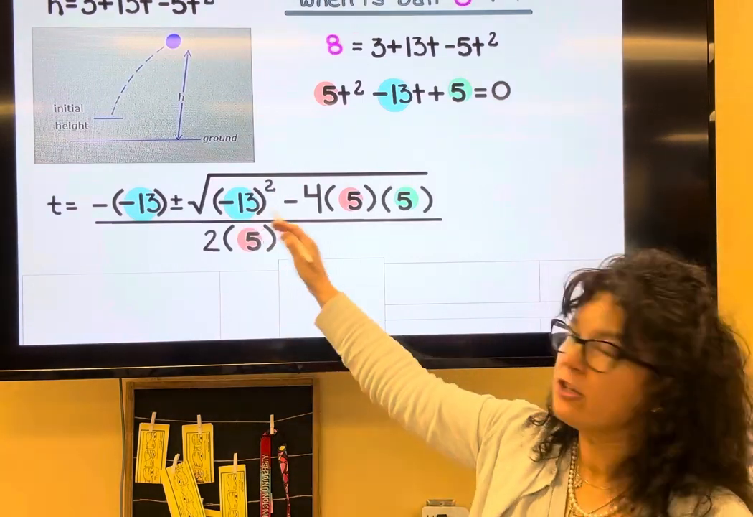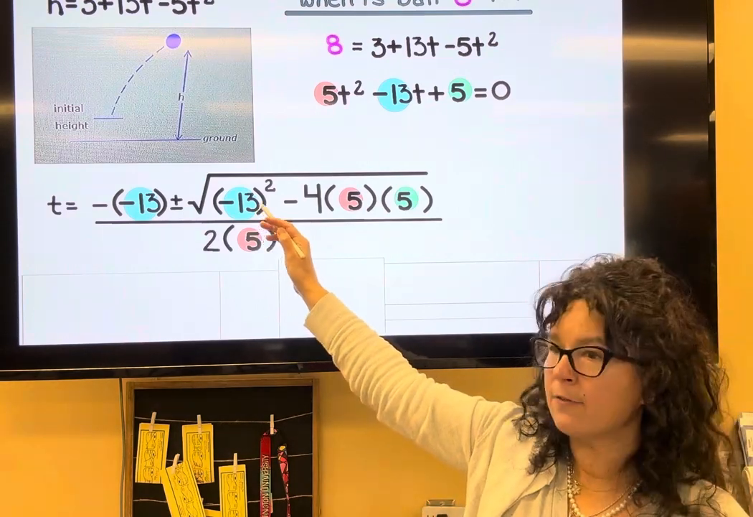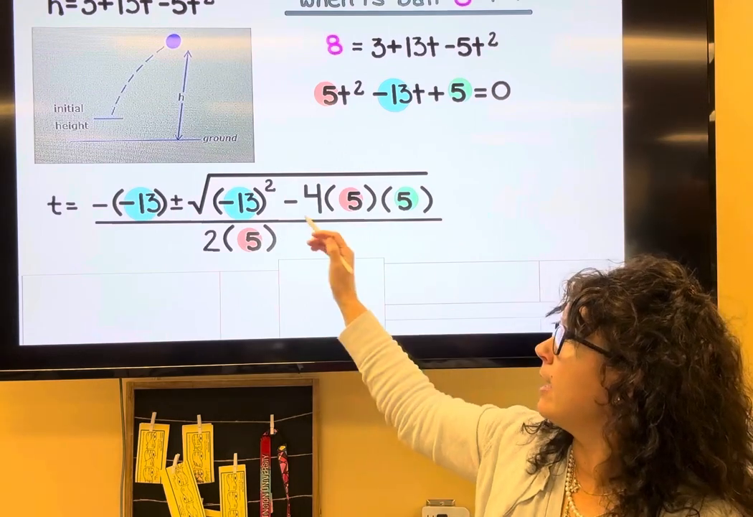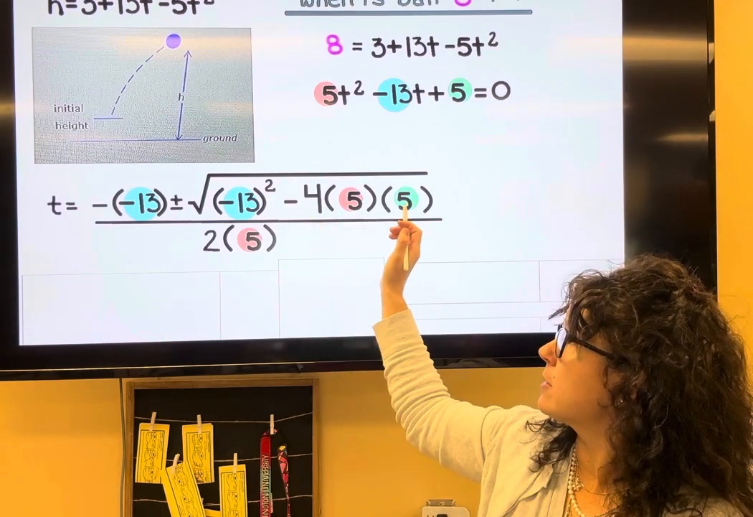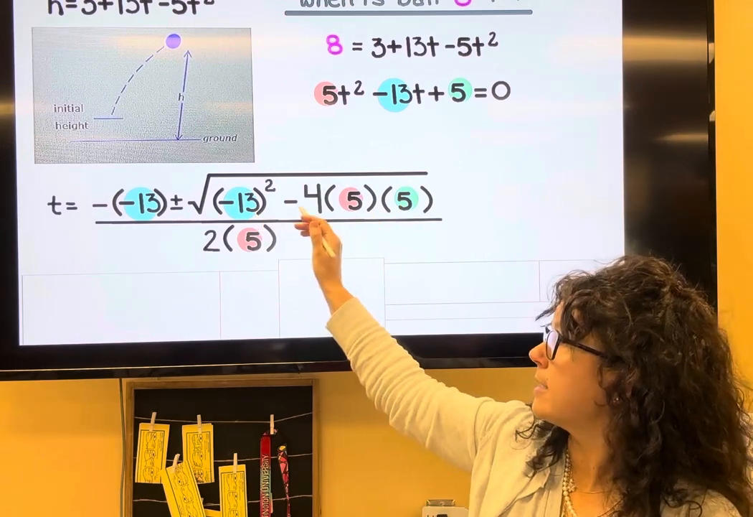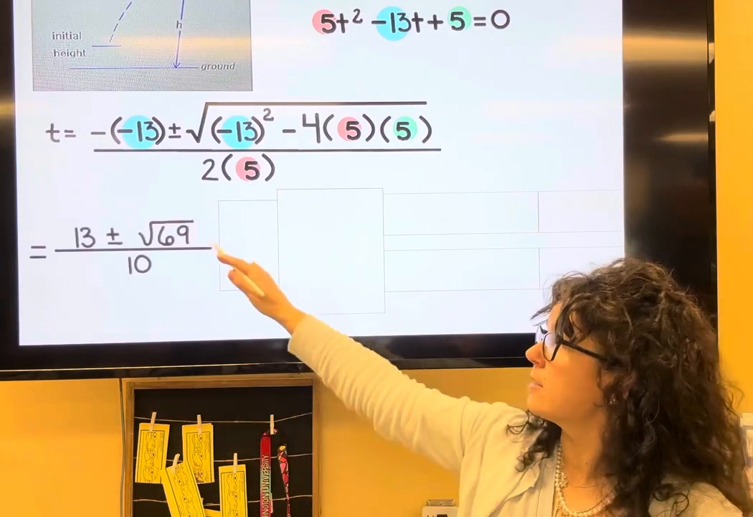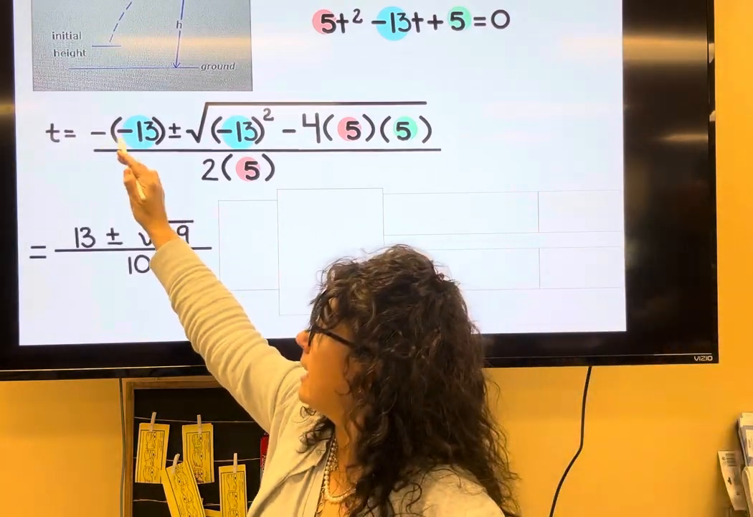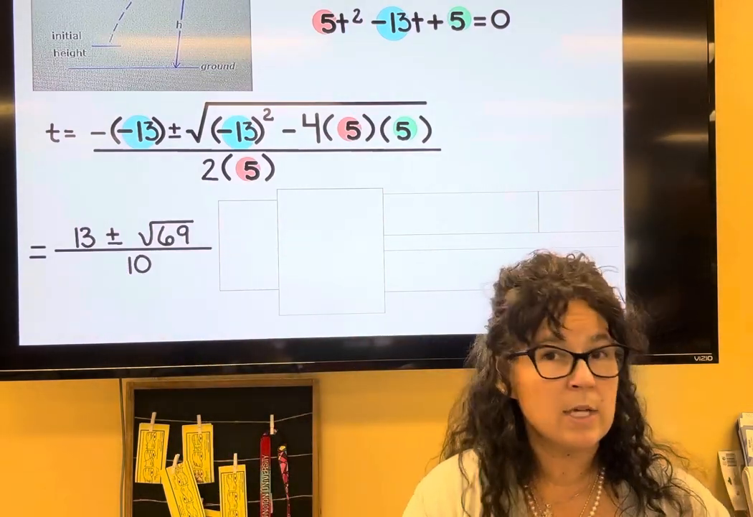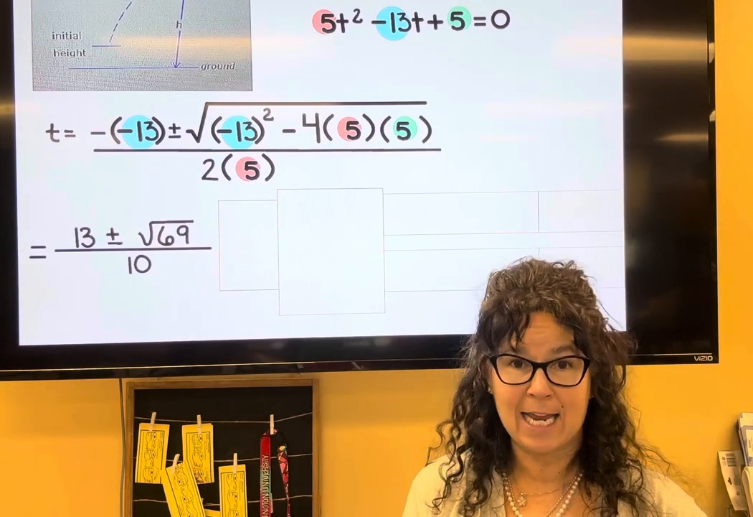Then I'm going to simplify what's underneath the root. Taking negative 13 times negative 13, I get 169. Then negative 4 times 5 times negative 3 is going to be plus 60, so 169 plus 60 is going to be 229. The negative of negative 13 is 13, and 2 times 5 is 10. For these problems, they would like to have an estimate rather than an exact answer.